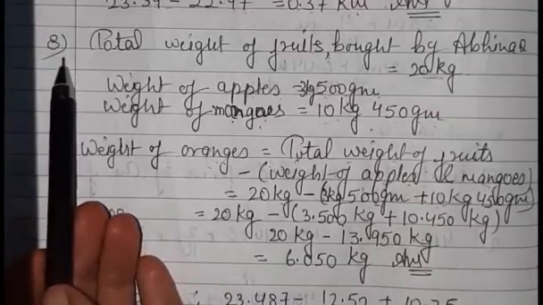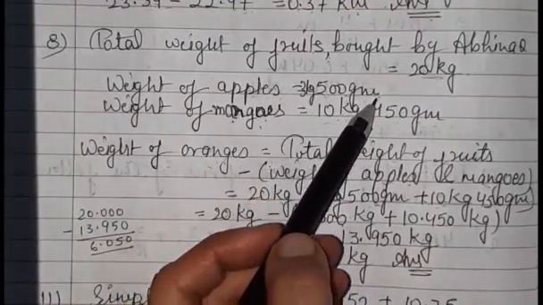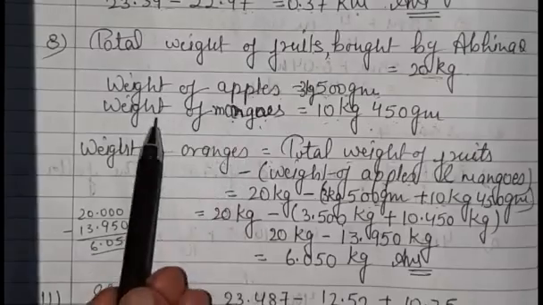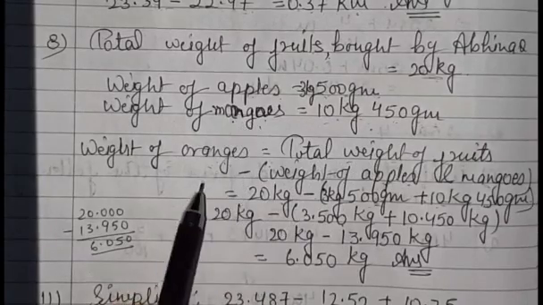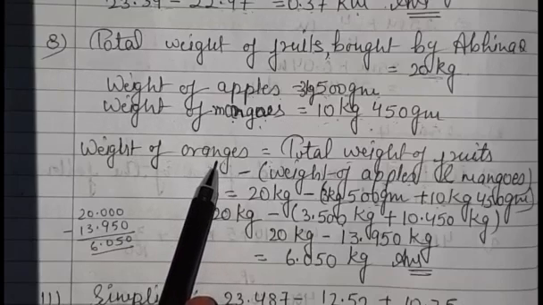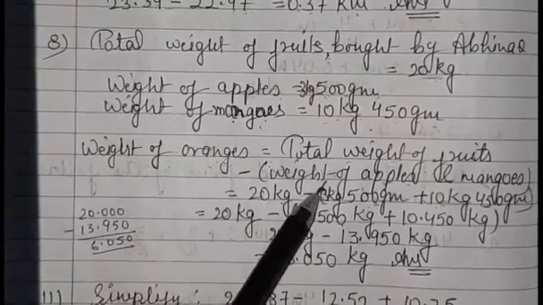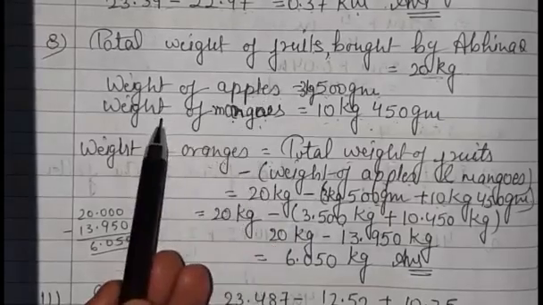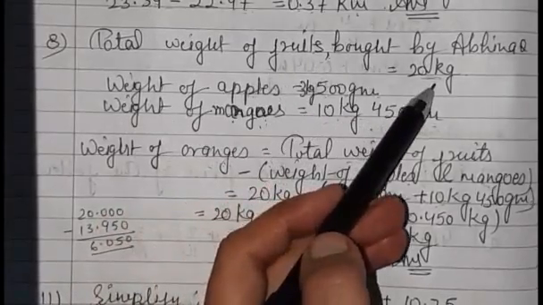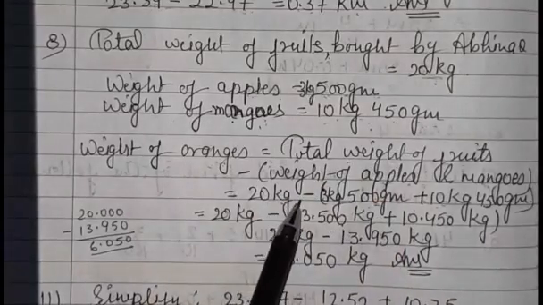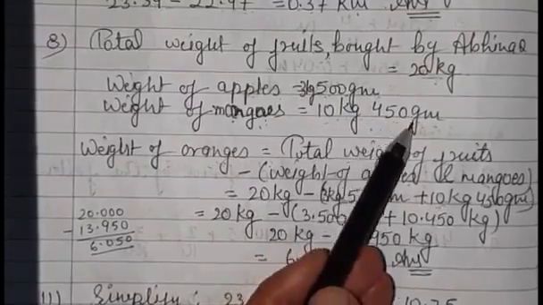Come to sum number 8. Abhinav bought 20 kgs of fruits. He bought 3 kg 500 grams of apples and 10 kg 450 grams of mangoes. Rest he bought oranges. So here we have to calculate weight of oranges. So to calculate weight of oranges, we have to subtract weight of apples plus weight of mangoes from total weight of the fruit, right? So 20 kg minus 3 kilogram 500 gram plus 10 kilogram 450 grams.